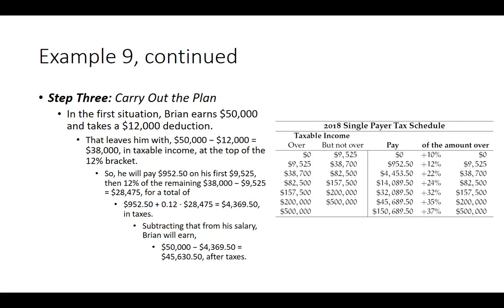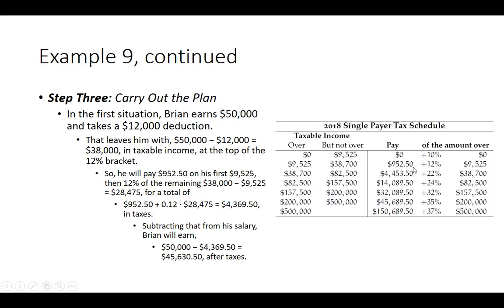So in the first situation, Brian earns $50,000 and takes a $12,000 deduction. If you've never done taxes before, if you've only dealt with TurboTax or you've taken it to a tax professional, the way the deduction works is it gets subtracted from your income and gives you a lesser taxable income. So that leaves him with $50,000 minus $12,000 or $38,000 in taxable income, which puts him at the top of the 12% tax bracket. The 12% tax bracket ends at $38,700. He's at $38,000.